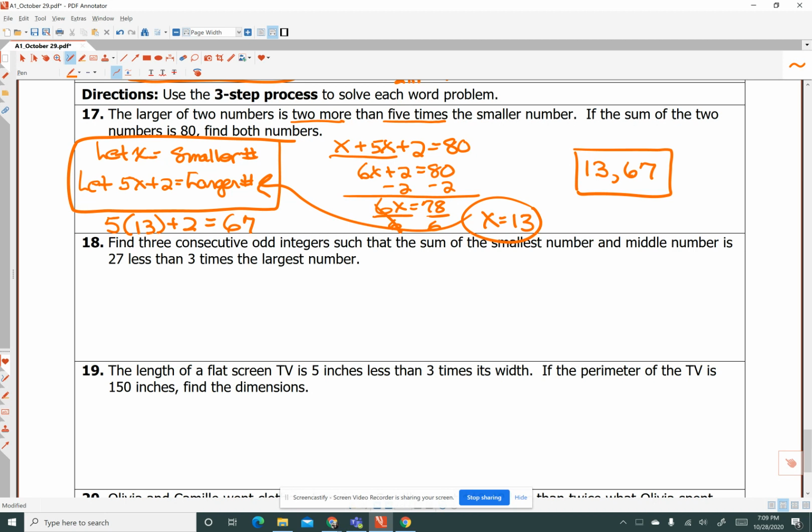Okay, now we're going to find 3 consecutive odd integers. Okay, so we're going to do this: x plus 2, x plus 4. The sum of the smallest and the middle is 27 less than 3 times the largest. Let's define our X box first. I'm going to erase some of this so that we have a little more room. So we're going to let x equal the first consecutive number.